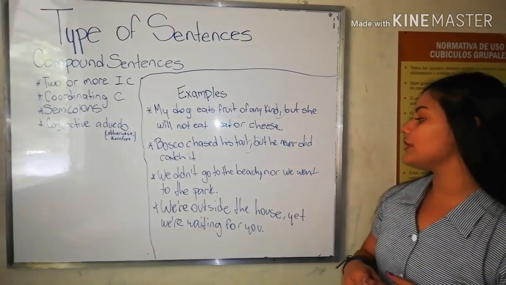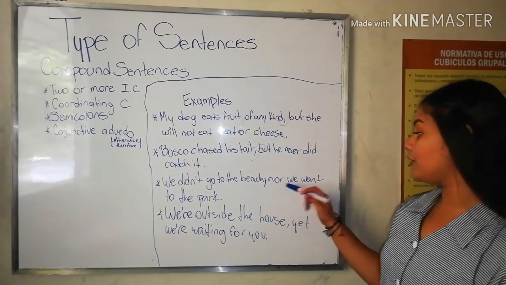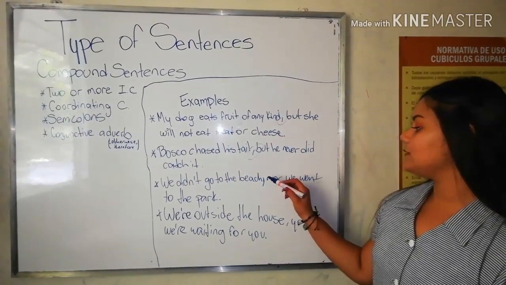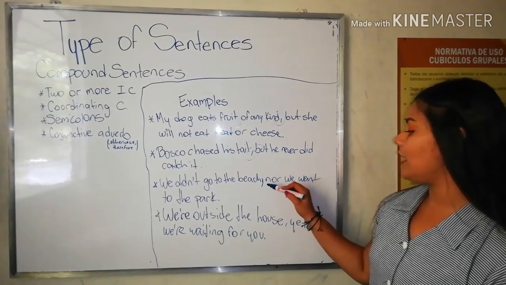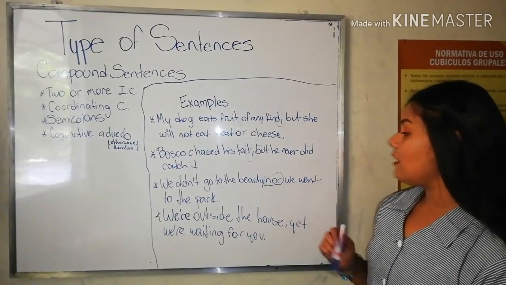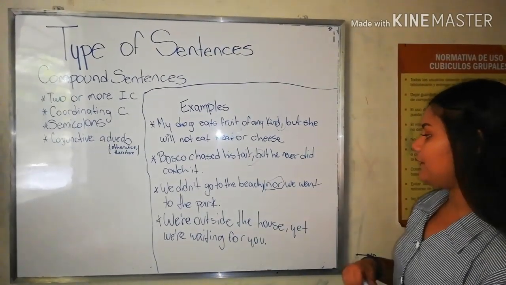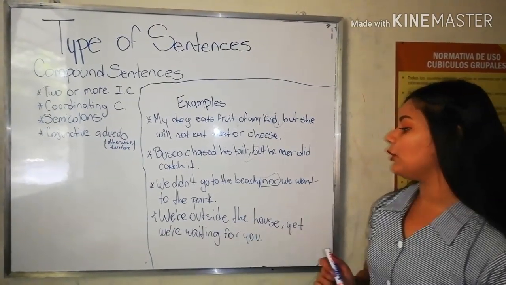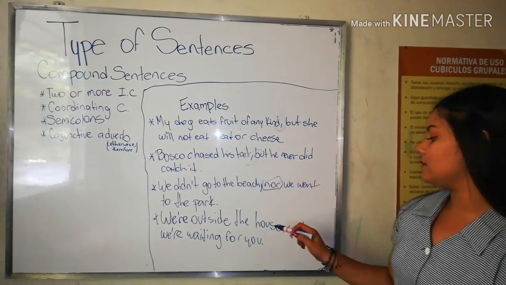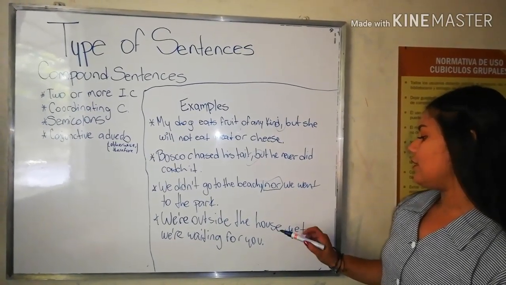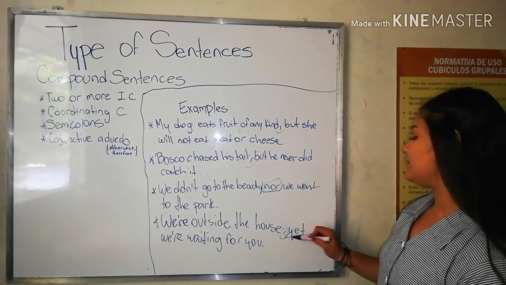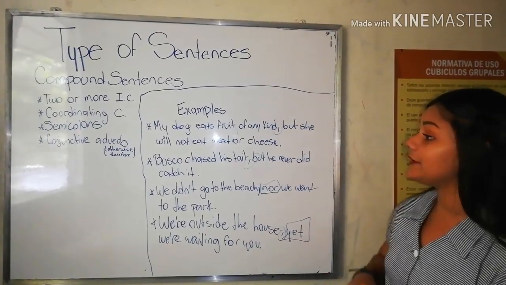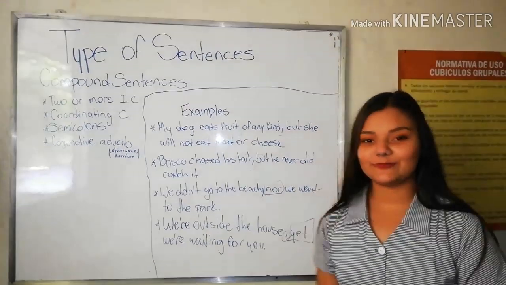We didn't go to the beach, nor did we go to the park. As you can see, this has a comma and also has one of the FANBOYS, nor. And the last example: we are outside the house, comma, yet we are waiting for you. Yet is another of the FANBOYS.